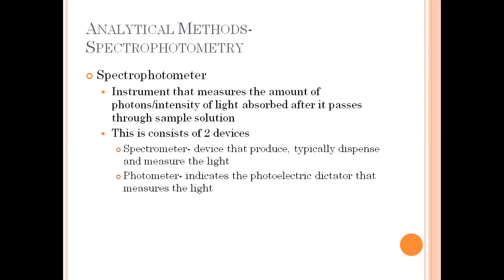Whereas the photometer is the device present with the spectrophotometer that includes the photoelectric detector that measures the light. So from the photodetector up to the readout device, that is actually your photometer. So the combination of the light source up to the readout device, those are the components that make up your spectrophotometer.